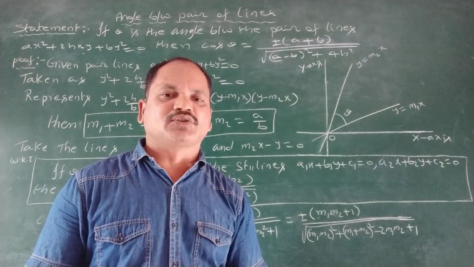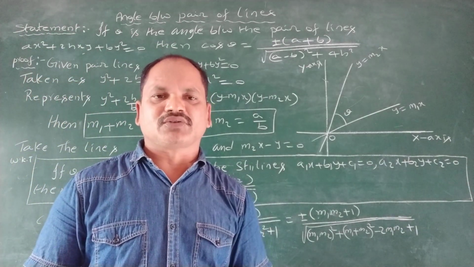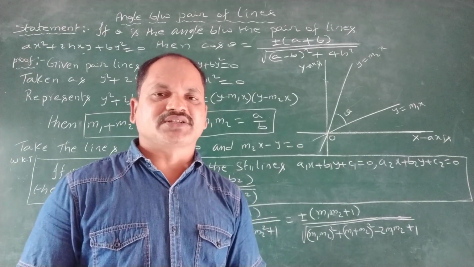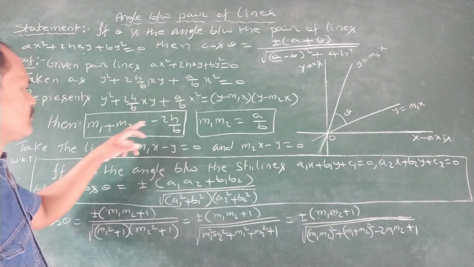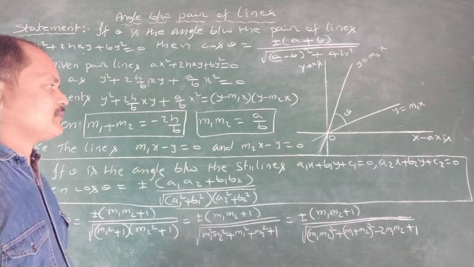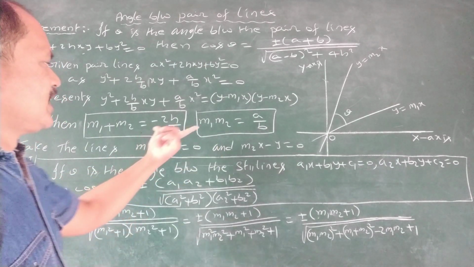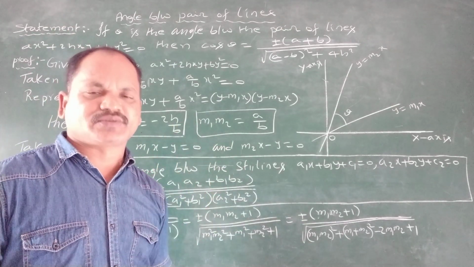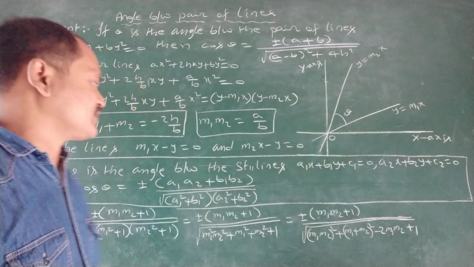That is the sum of the slopes, the product of the slopes and the difference of the slopes, which already exist in the previous video. That's why the sum of the slopes m1 plus m2 is equal to minus 2h by b. The product of the slopes m1 m2 is equal to a by b. With the help of these results we have to do the theorem. It is a very easy way.